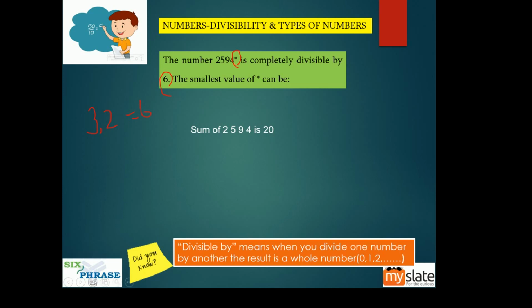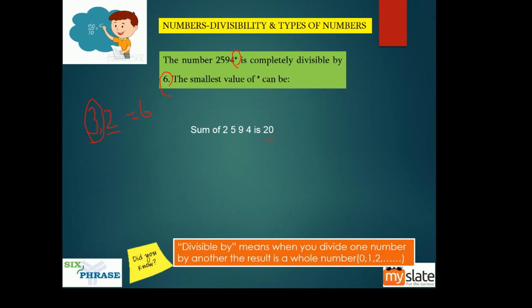Now add all of this, 2594. What do you get? 20. Suppose you put a 1 here. The sum will become 21, which shows that it is divisible by 3, but 21 is not divisible by 2. So you cannot have 1 here.